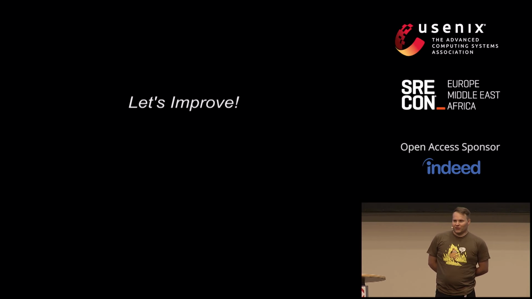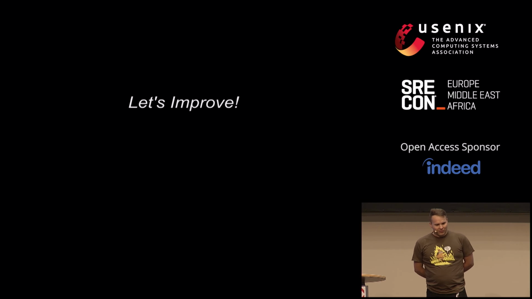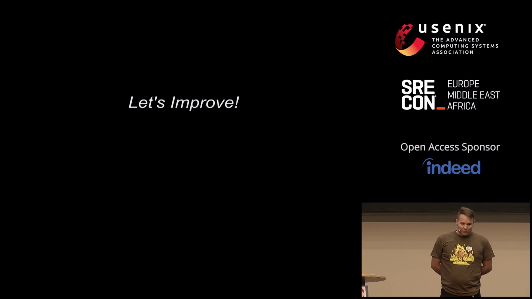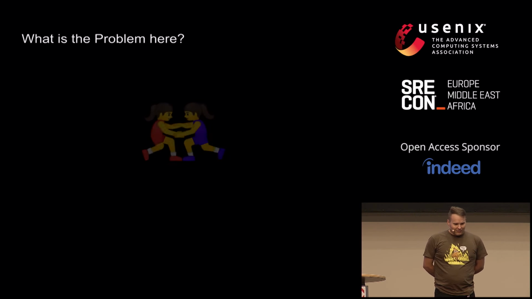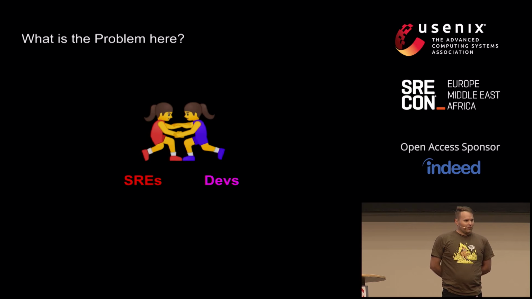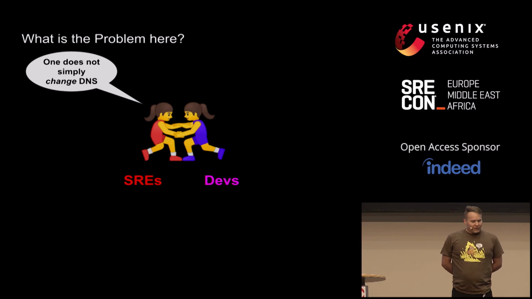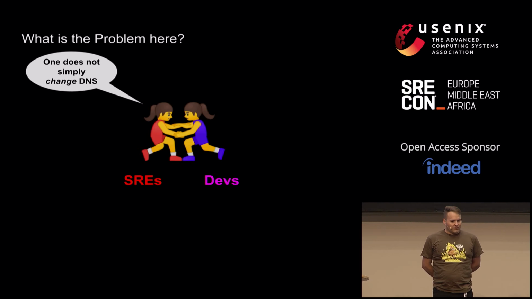OK, so looking at this and coming from a world where everything is not fast, but well in order, I wanted to improve the situation and try to understand what the problem actually is. And I think there was a conflict. At least this is how I started this. And from the SRE perspective, it was: one does not simply change DNS. This is all production. The pager goes off.